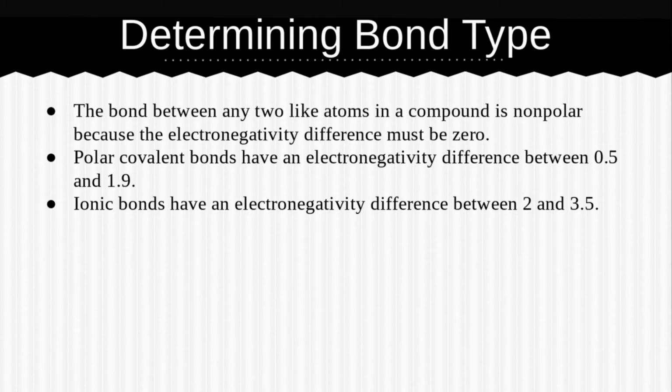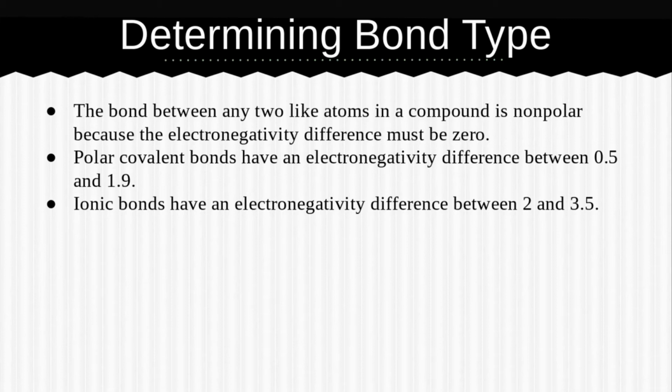So if we have two atoms that are exactly the same, like let's say we're looking at a bond between oxygen and oxygen, right? O2. That is going to be a nonpolar bond because the difference in electronegativity will be 0 since they both have the same electronegativity value. Anything from 0 to 0.4 is going to be a nonpolar bond.